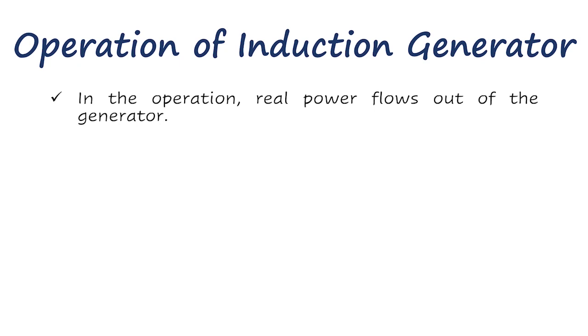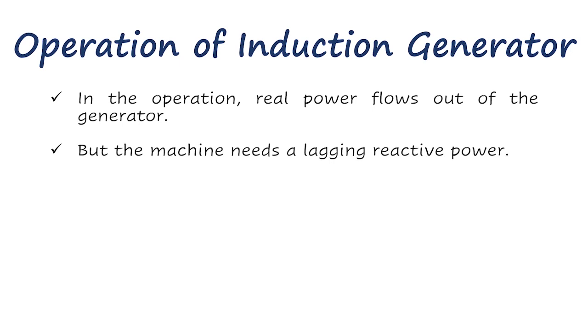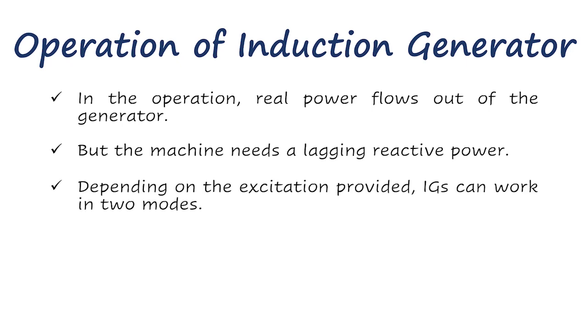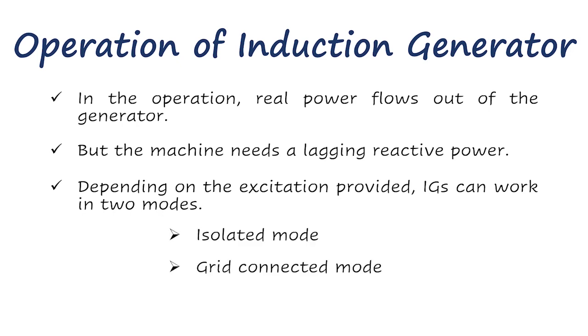In the operation of the induction generator, real power flows out of the machine, but the machine needs reactive power. To build up voltage across the generator terminals, excitation must be provided by some means. Therefore, the induction generator can work in two modes. They are isolated mode and grid-connected mode.